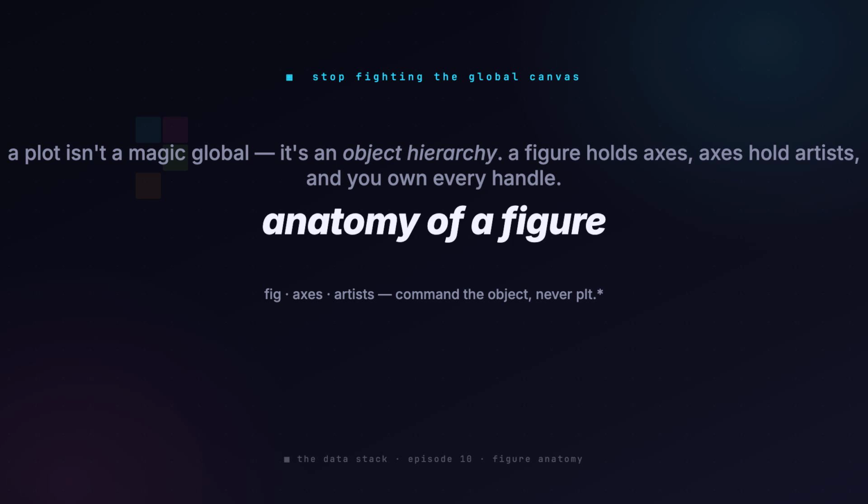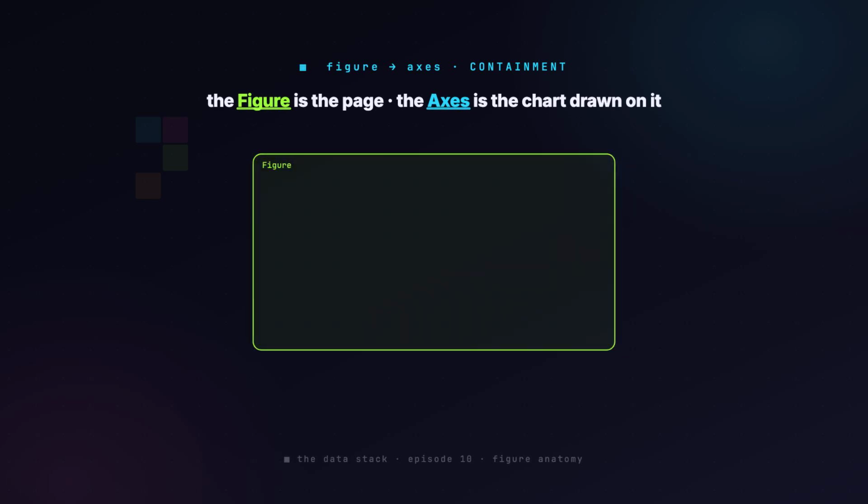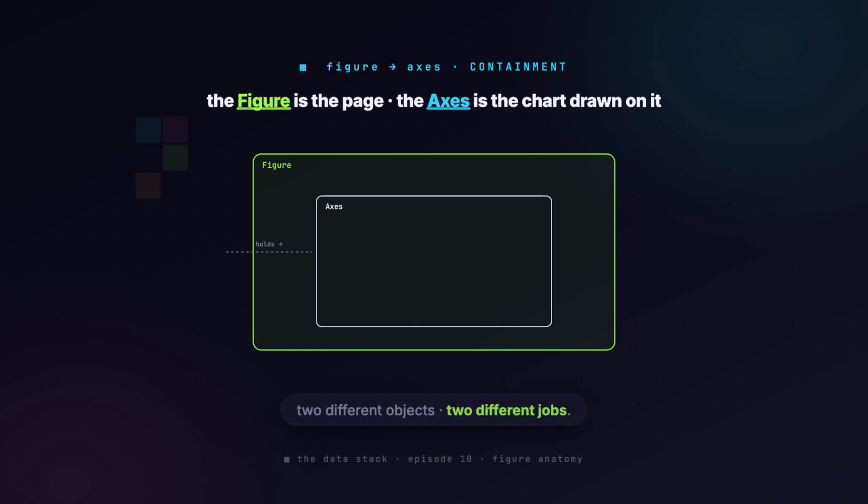A figure holds axes, axes hold artists, and you control the object, never the global state. Picture the chain of ownership. The outer rectangle is the figure. The whole canvas, the window, the saved file. Inside it sits one axis, a single plotting region with its own coordinate space. The figure is the page, the axis is the chart drawn on that page. Two different objects, two different jobs.